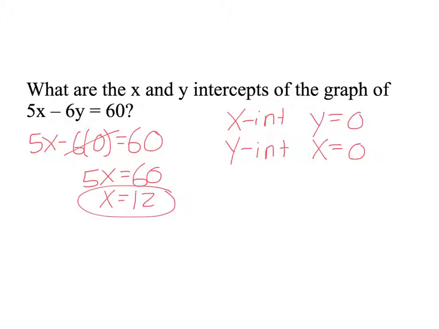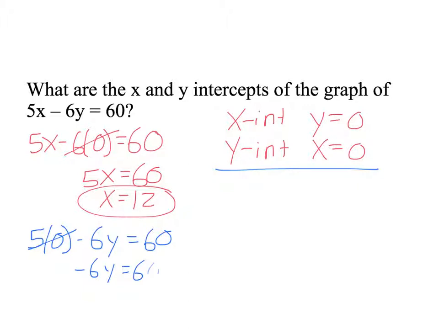To find the y-intercept, we're going to plug in 0 for x. So we have 5 times 0 minus 6y equals 60. 5 times 0, that's gone. So we have minus 6y equals 60. Divide both sides by negative 6, and we get y equals negative 10. So our y-intercept would be negative 10.